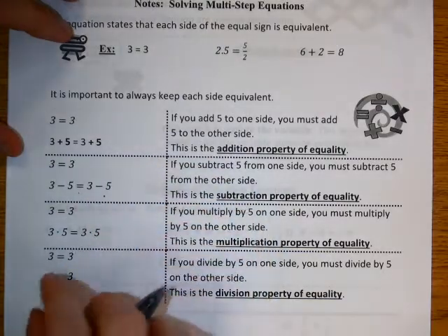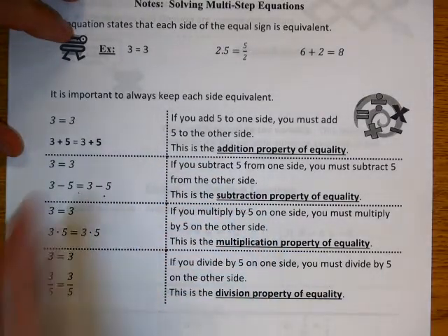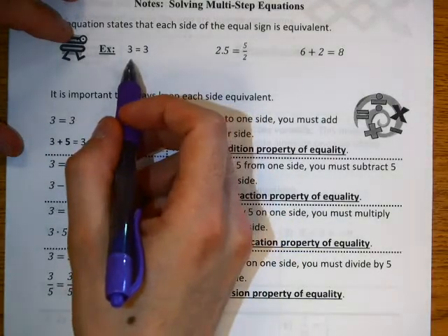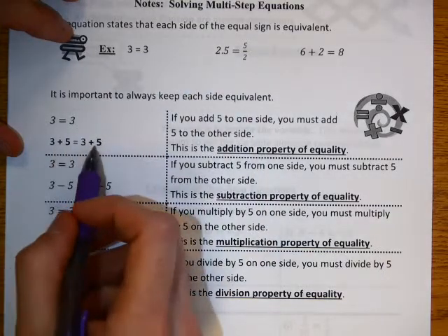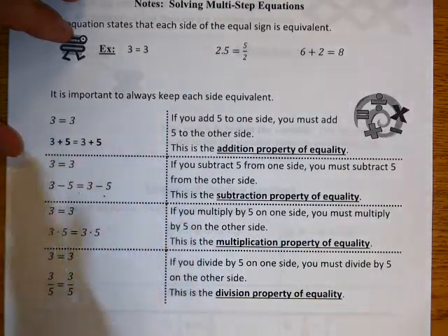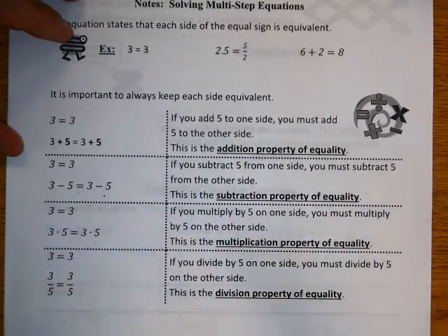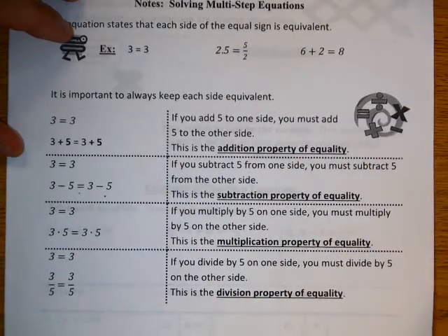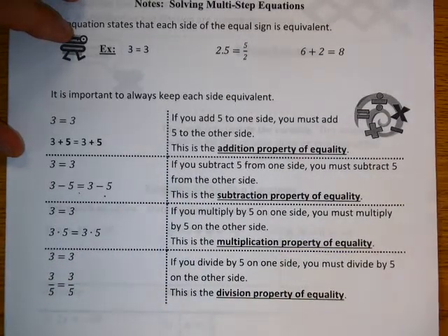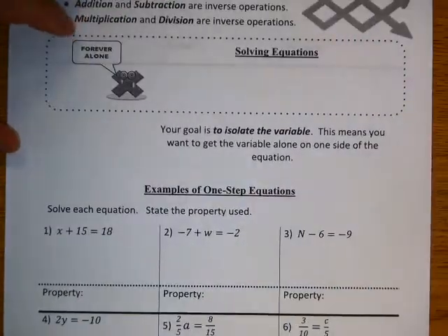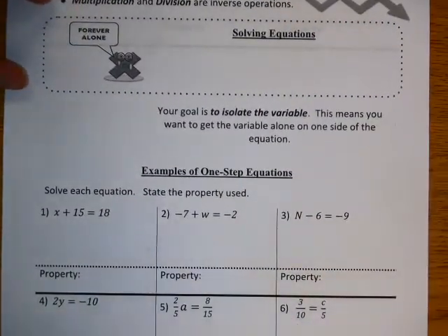So these are all properties that you can perform on any equation. As long as you do it to both sides of your equation, it'll keep them balanced so that there's nothing weird going on. It's a balancing act, okay? So with that in mind, we're going to go ahead and solve equations.